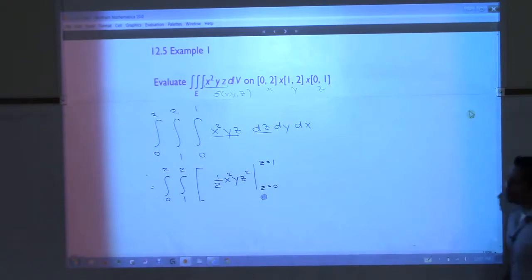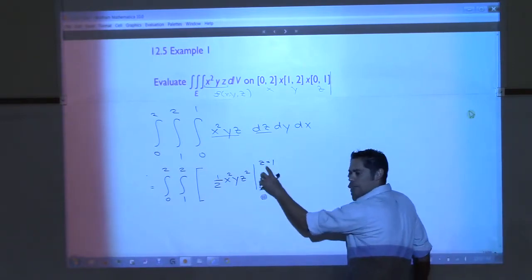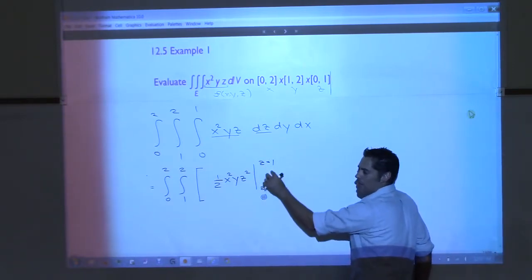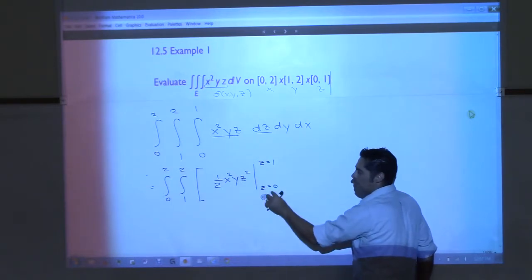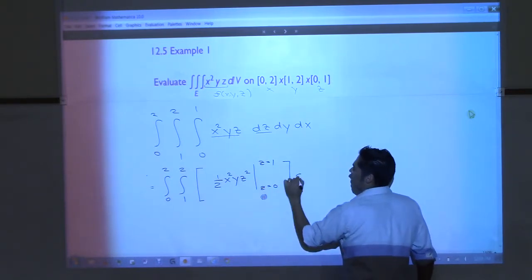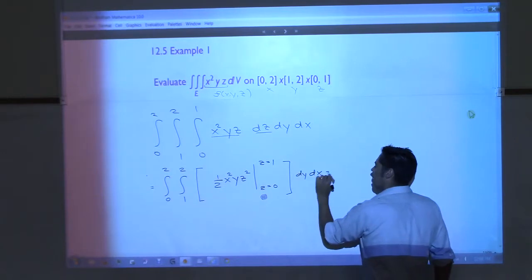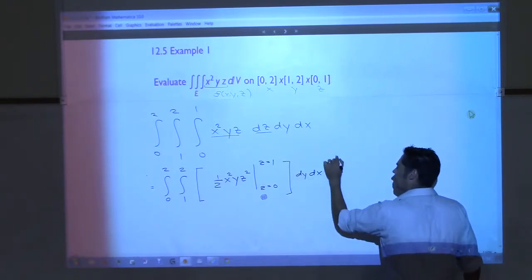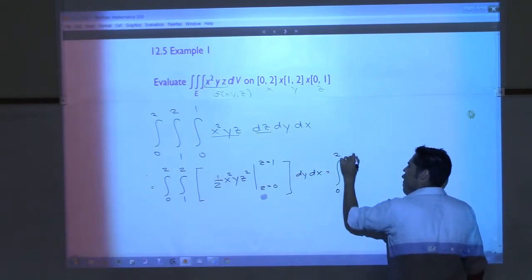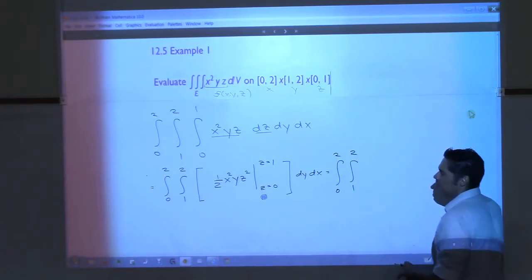All right, so I'm going to go 1 in here. Now, see, I'm keeping track. z is the thing that's getting replaced. That's why I'm putting z as 1, z as 0 here. And then when I'm done with that, I'm going to go dy dx equals. Now, integral again.